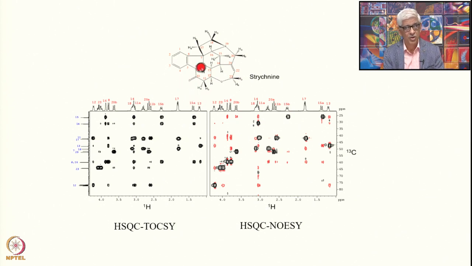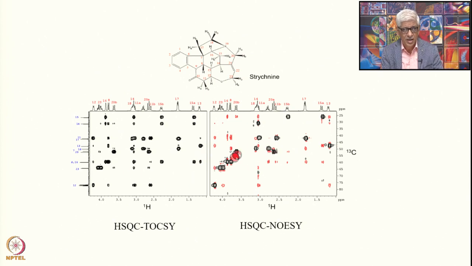the tumbling is extremely rapid. In those cases the NOE is positive. If the NOE is positive, in the two dimensional spectrum it will appear as a negative peak, whereas the self peaks appear positive and the NOE peaks will appear as negative. Therefore, you can clearly distinguish which are the NOE peaks and which are the self peaks here. That is why I said all these black ones are the self peaks of the individual carbon proton correlations.